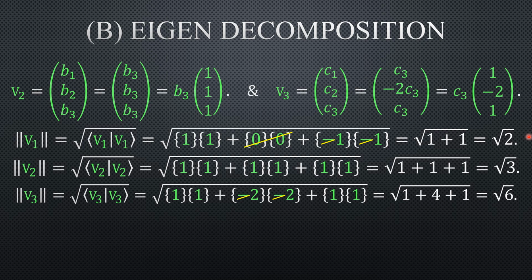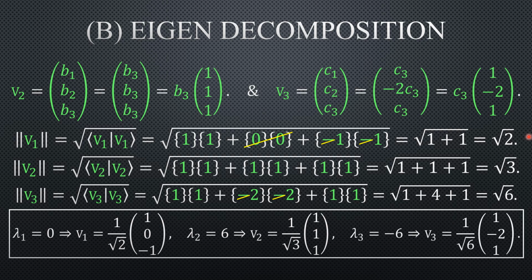Love that. That being said, the full scope of this, since we did just do a lot of work, is summarized here in the box below. So for lambda 1 equals 0, the normalized vector is given here. For lambda 2 equals 6, we have our normalized vector. For lambda 3 equals negative 6, we have our normalized vector. And thus we are good to go.